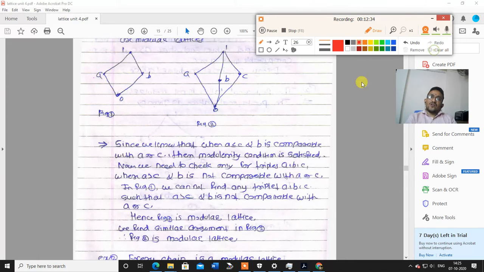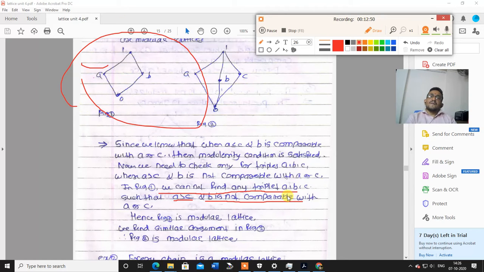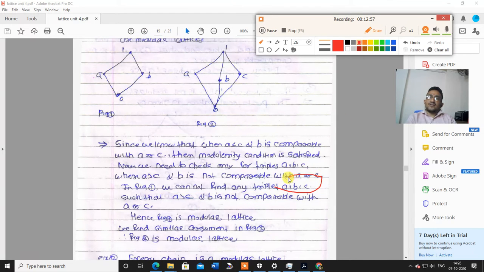Okay, आता फिगर 1 मध्ये आपण बघितलं, in figure 1 we cannot find any triples A, B, C such that A is greater than C and B is not comparable with A or C. Okay, म्हणजे या फिगर मध्ये आपण असे ट्रिपल्स शोधू शकत नाही की जे सॅटिस्फाय गिवन कंडिशन. ओके, असे ट्रिपल्स मिळाले असते तर we can see that this lattice is not a modular lattice. Okay, so therefore here we can show that figure 1 is a modular lattice.